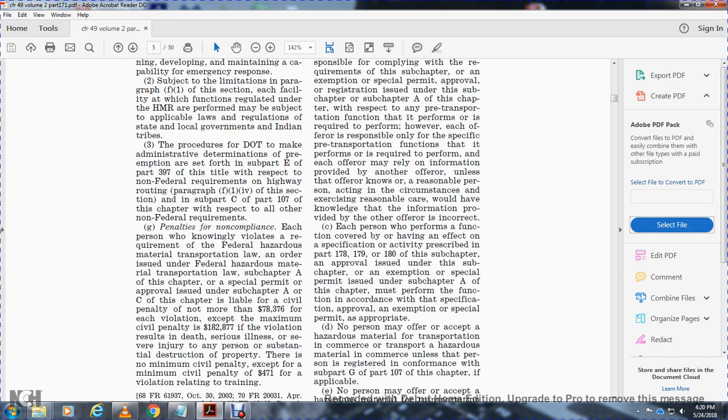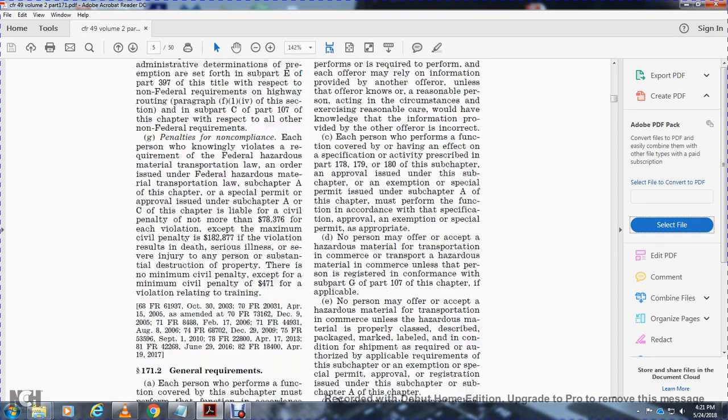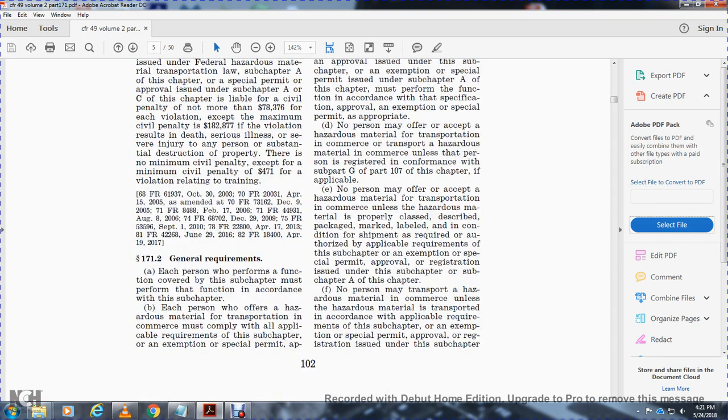civil penalty of not more than $78,376 for each violation, except the civil penalty maximum is $182,877 if the violation results in death, serious illness, severe injury to any person, or substantial destruction of property. There is a minimum civil penalty of $471 for a violation relating to training.